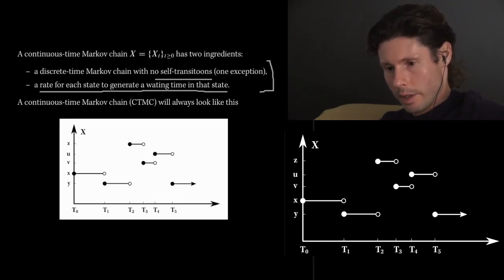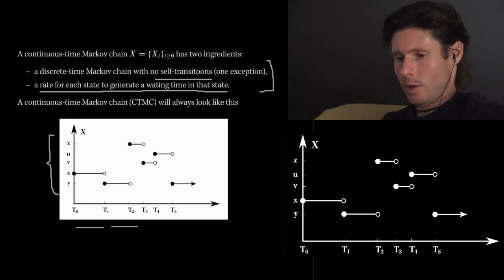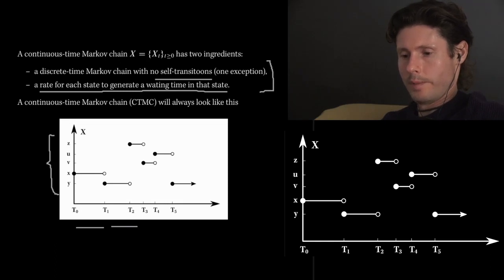Here the diagram lists the states on the y-axis. The states are, in this example, z, u, v, x, y, and these time intervals are how long we wait at each state. So we wait for t1 minus t0 time at state x, t2 minus t1 at state y, and so on and so forth. This is exactly what every single continuous time Markov chain will look like.